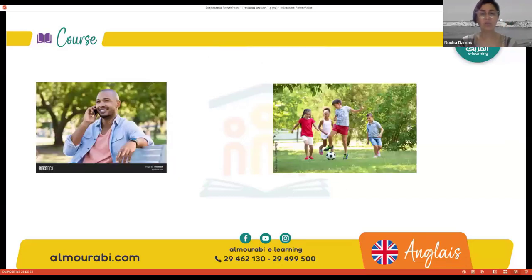Okay, these two connected pictures. There are people playing football together in the garden, and there is a man who has a call with someone. Who is calling someone?